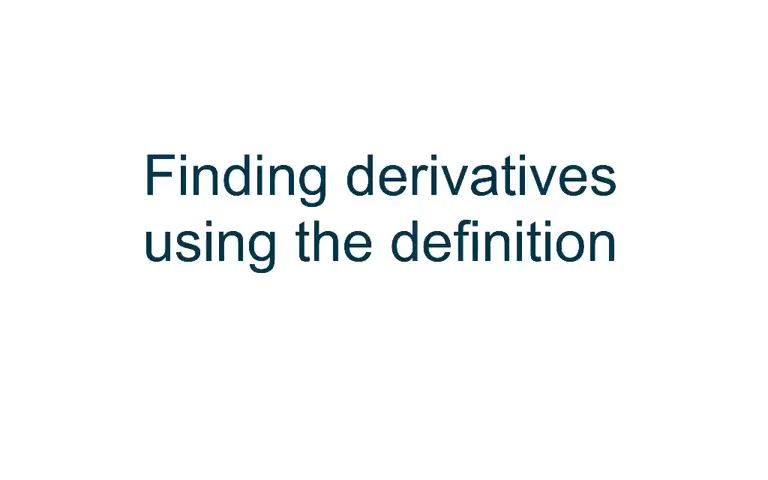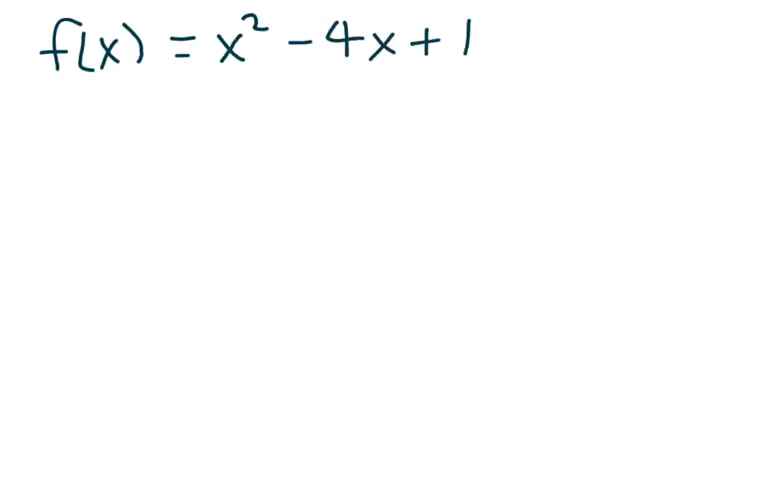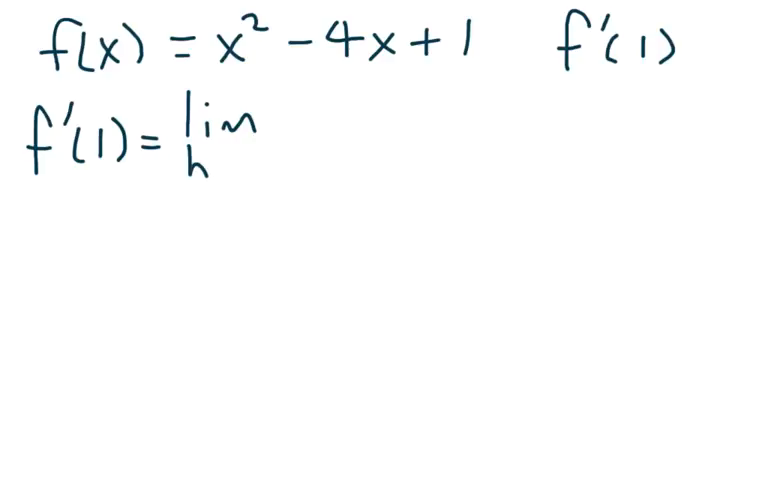We will use the definition of derivative to compute slopes of tangent lines. Let's begin with f of x equals x squared minus 4x plus 1. We wish to find f prime of 1. The definition tells us that f prime of 1 is the limit as h approaches 0 of f of 1 plus h minus f of 1 divided by h.